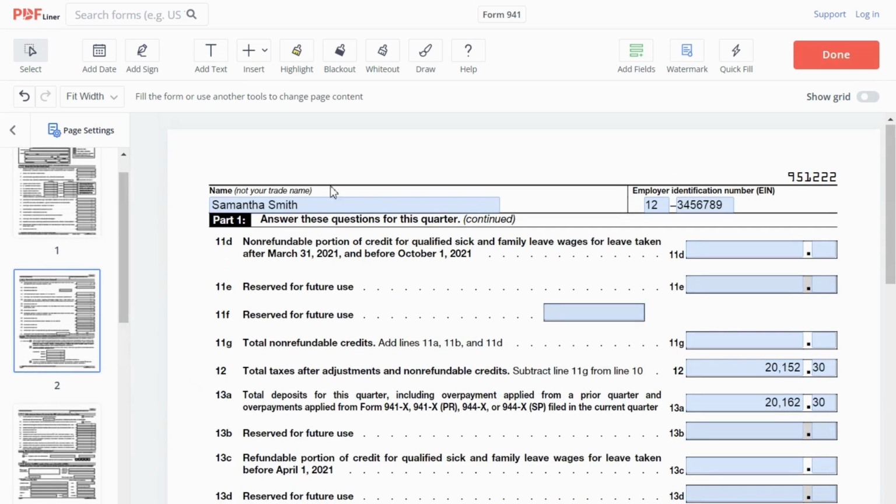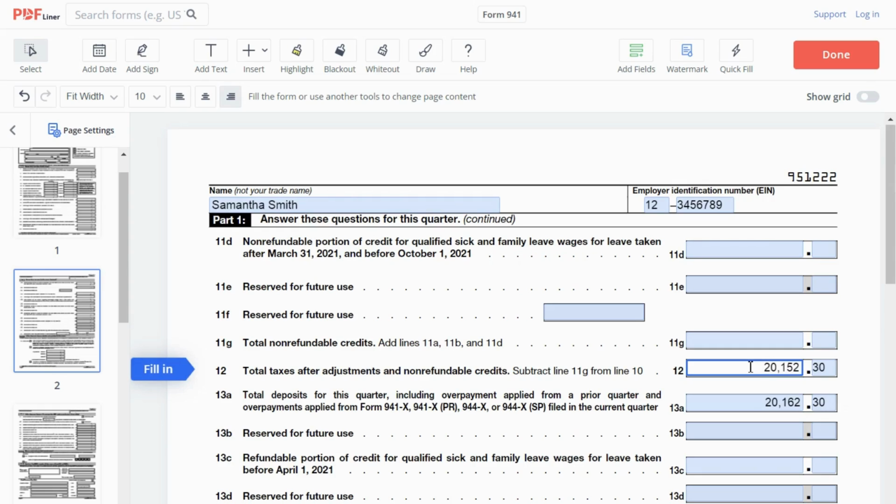On the second page, we should enter the name and EIN again so that the IRS won't lose our information. If you have a non-refundable credit for a qualified sick or family leaves taken after March 31st, 2021 and before October 1st, 2021, report it on line 11D. Calculate the total amount of credits and enter it on line 11G. Here we have no credits, so we just leave them all blank.